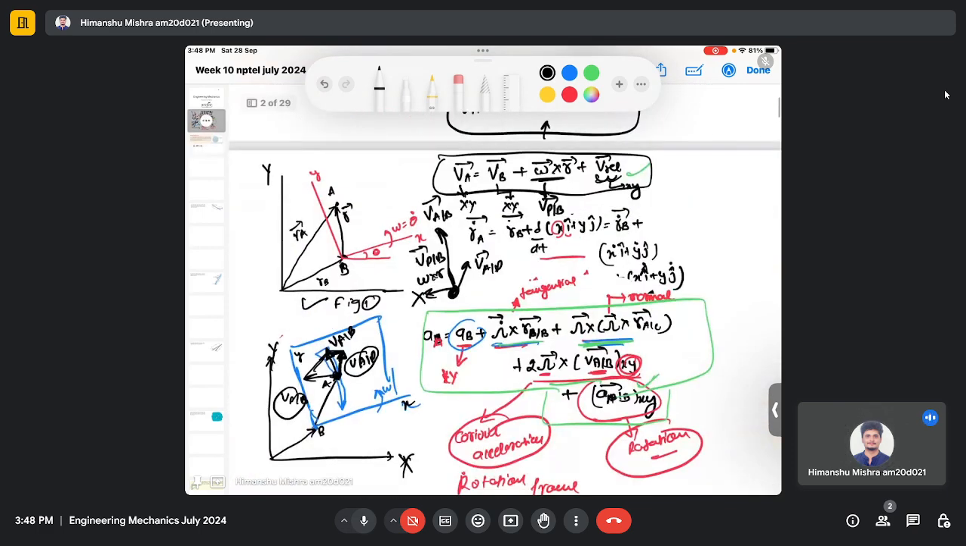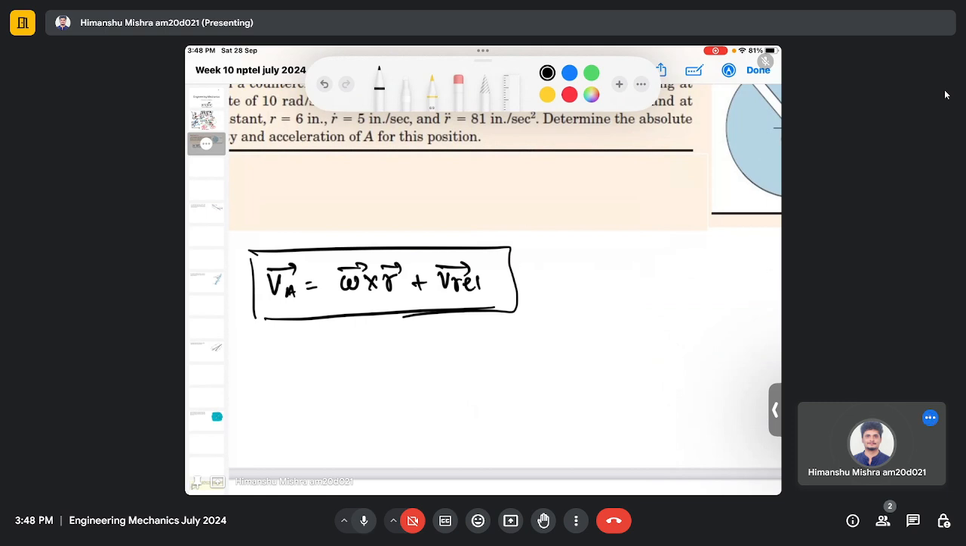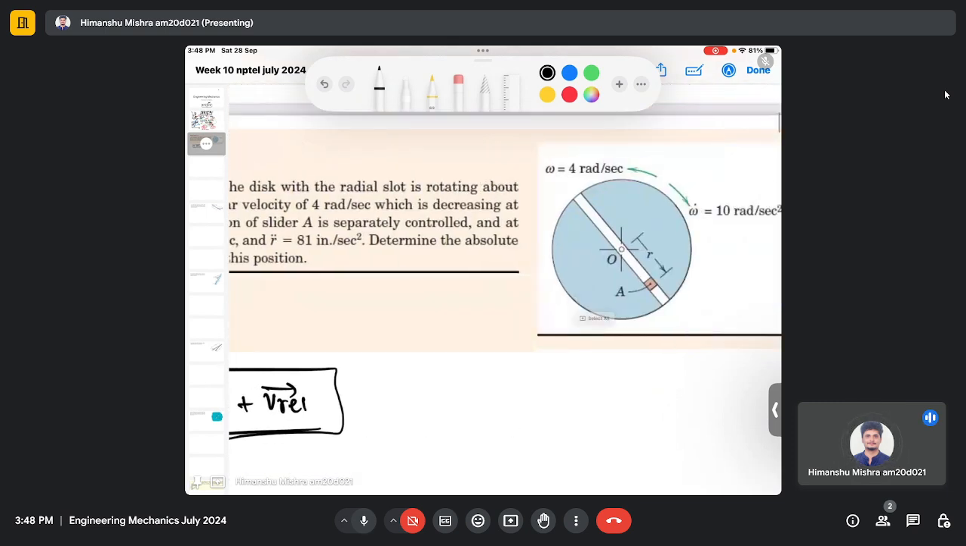In the previous example that we have shown, there are 2 points A and B, and we wrote the expression of velocity and acceleration of point A with respect to point B. We were given the velocity and acceleration of point B, and with that we wrote the velocity of point A with respect to the velocity of point B, and also added the contribution of relative velocity. But here there is no point B, so our equation of velocity of point A reduces to omega cross R plus relative velocity, right? And what is the relative velocity?